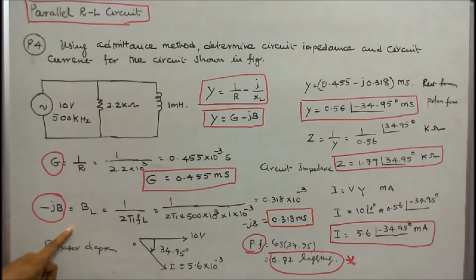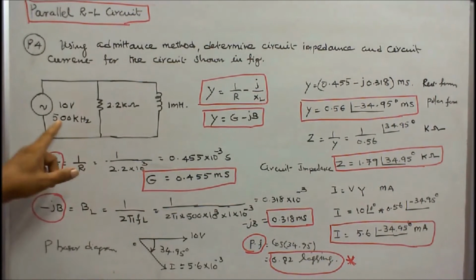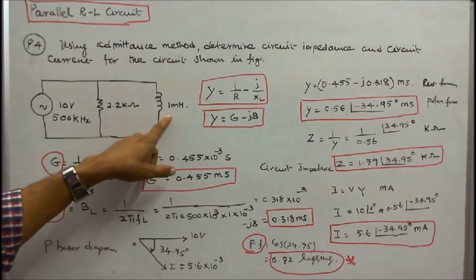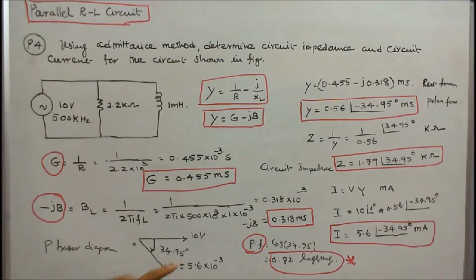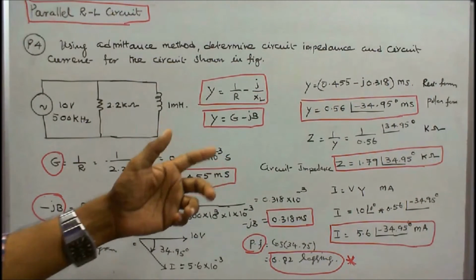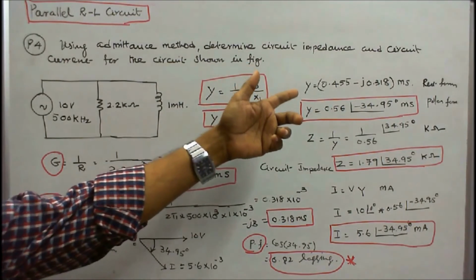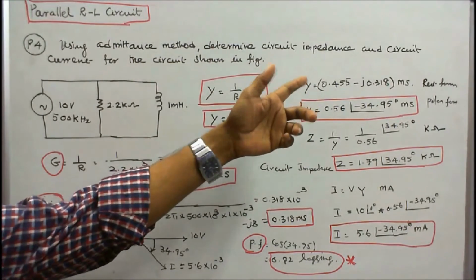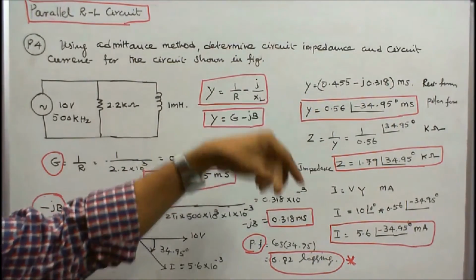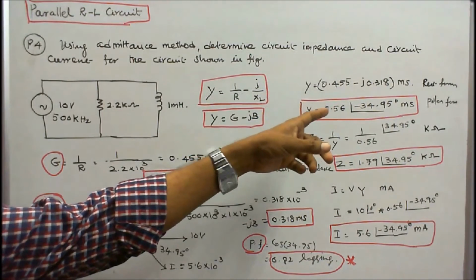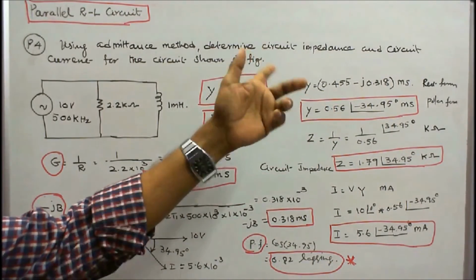Minus JB is equal to 1 by 2 pi F into L. Here frequency is given 500 into 10 power 3 Hertz. L is given 1 millihenries, 1 into 10 power minus 3. Therefore, minus JB is equal to 0.318 millisiemens. Y, admittance, is equal to 0.455 minus J 0.318 millisiemens in rectangular form. In polar form, Y is equal to 0.56 angle minus 34.95 degrees in millisiemens.